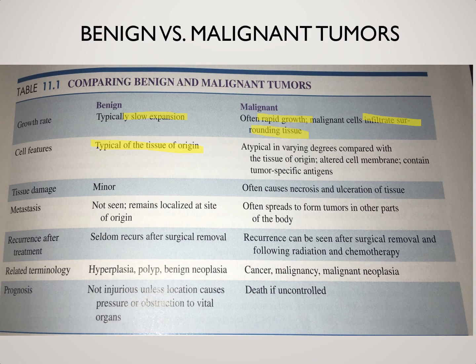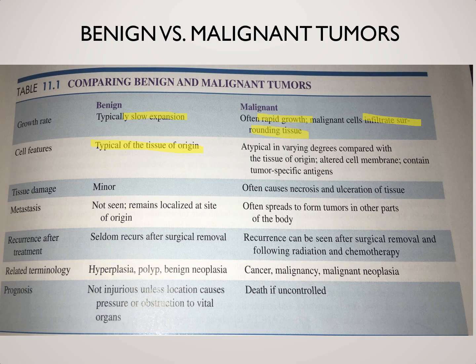Your malignant tumors are atypical compared with the tissue of origin. They also may contain tumor-specific antigens, like how with prostate cancer, you have elevated prostate-specific antigen. And that's mentioned later on in this slide, and it's also in our reproductive chapters as well during this module.